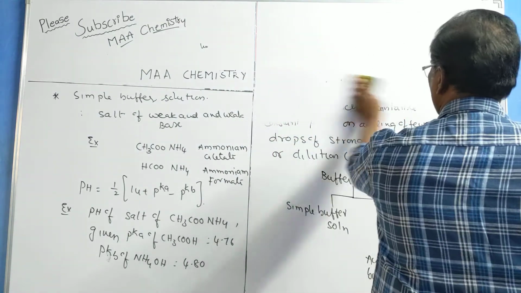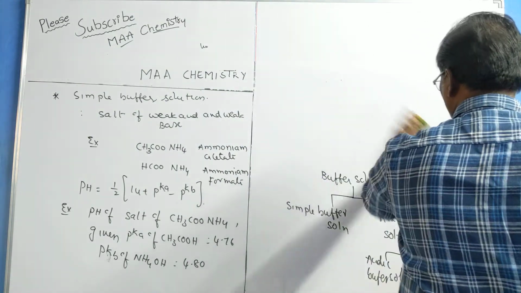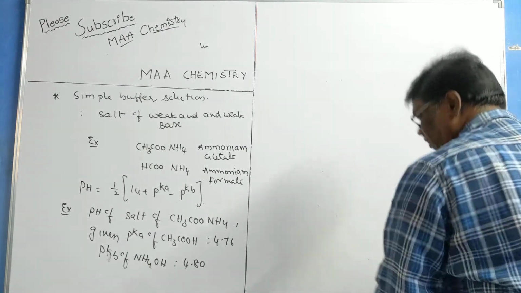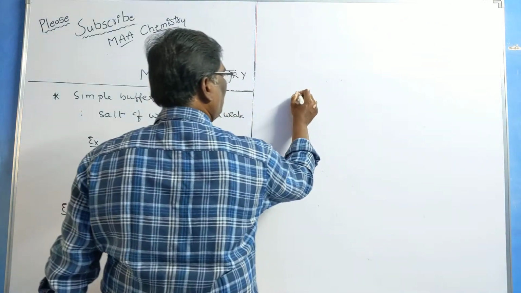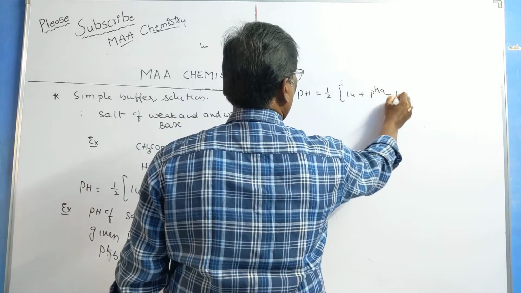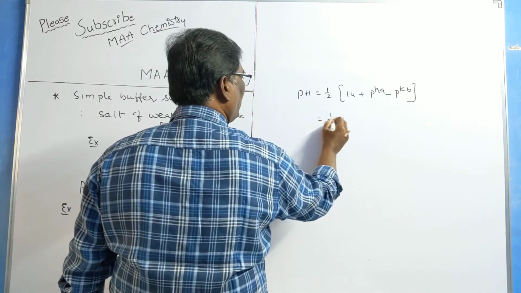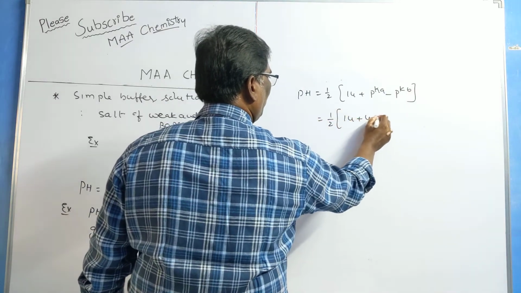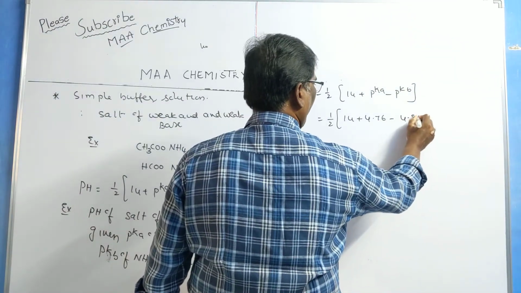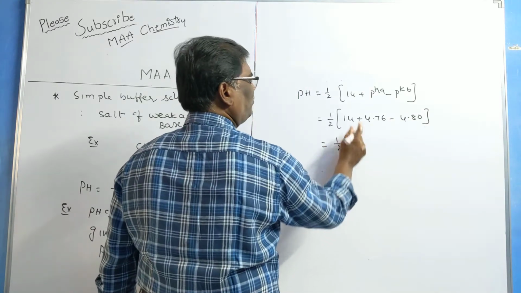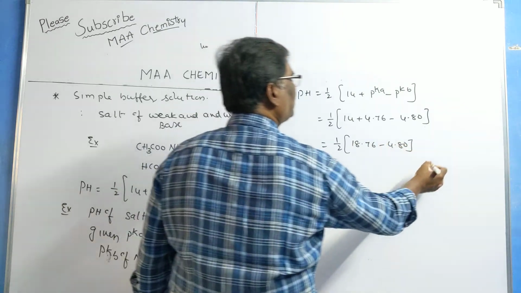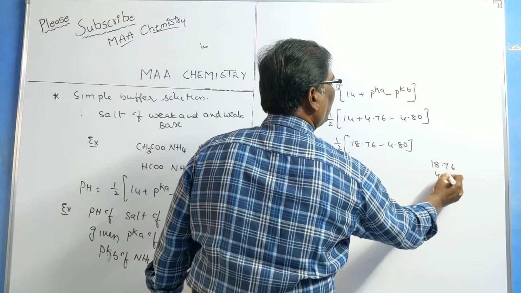Tell me what is the formula I gave you. The formula is pH = 1/2 (14 + pKa - pKb). On substitution, 1/2 into 14 plus 4.76, the value of pKa, minus the pKb value, 4.80. Now on simplification, 14 plus 4.76 means 18.76, minus 4.80.